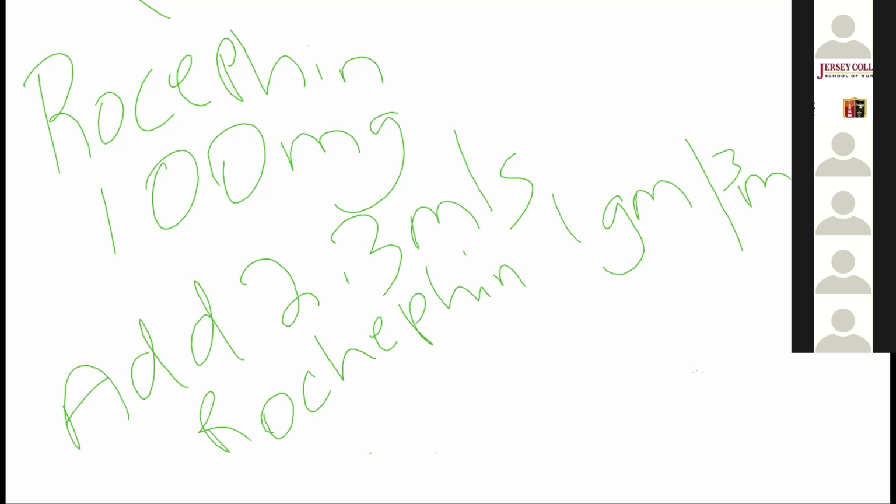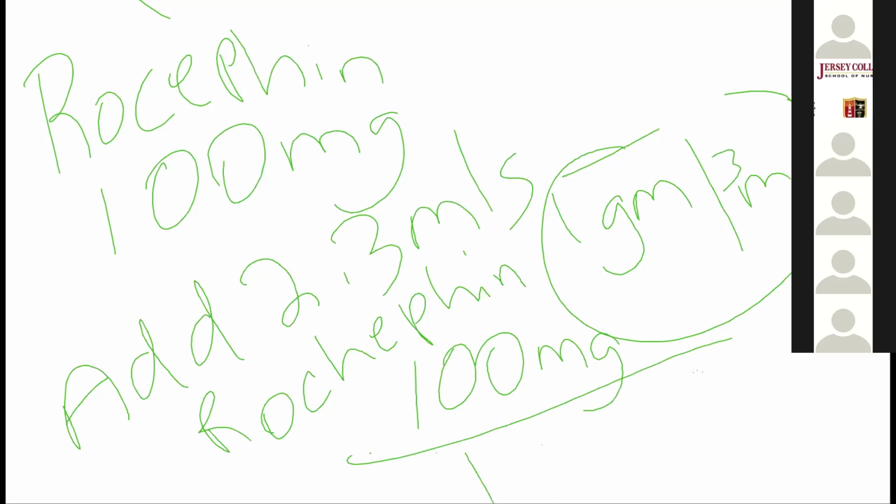Okay. Now, when it says that, what that means is that this is going to be the dose you have on hand, because that's what you just made, right? What you have ordered is 100 milligrams, and what you have on hand is 1 gram per 3 mLs. So first thing you've got to do is convert to what you have on hand.